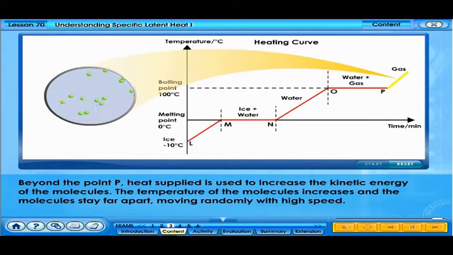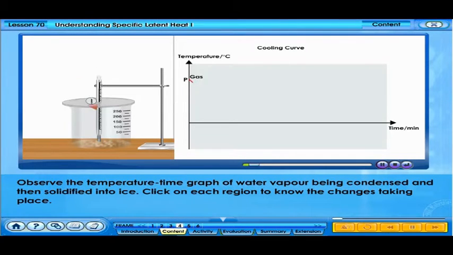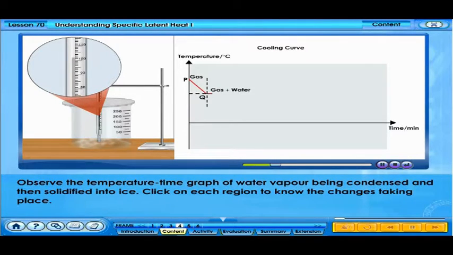Beyond the point P, heat supplied is used to increase the kinetic energy of the molecules. The temperature of the molecules increases and the molecules stay far apart, moving randomly. Observe the temperature time graph of water vapor being condensed and then solidified into ice. Click on each region to know the changes taking place.